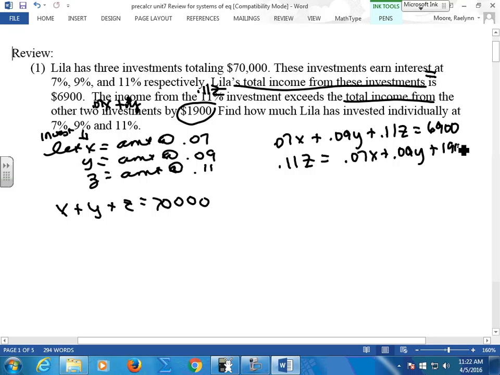Plus 1900. This makes it balanced. This exceeded this. We could have just subtracted it from there and left that one. So now do you have three equations? Yeah. So you're going to work this out tonight.